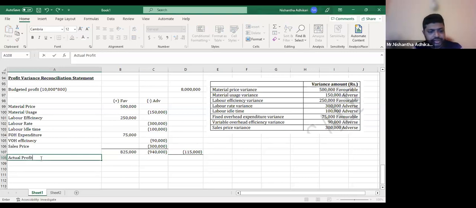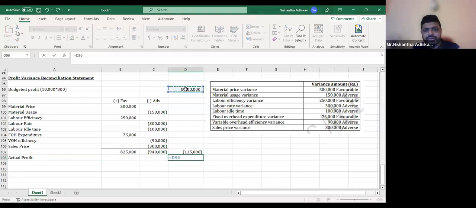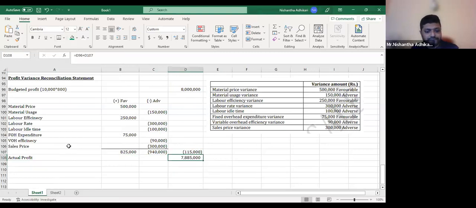Actual profit is 115,000 lower than budgeted profit. See how easy this is. I think we have discussed similar kind of philosophy so many times in the classroom also. This is nothing. You can easily earn 5, right? There's no worry. This is the profitability statement or profit variance reconciliation statement. That is done. Okay, guys, now we will move to the next part of the illustration.